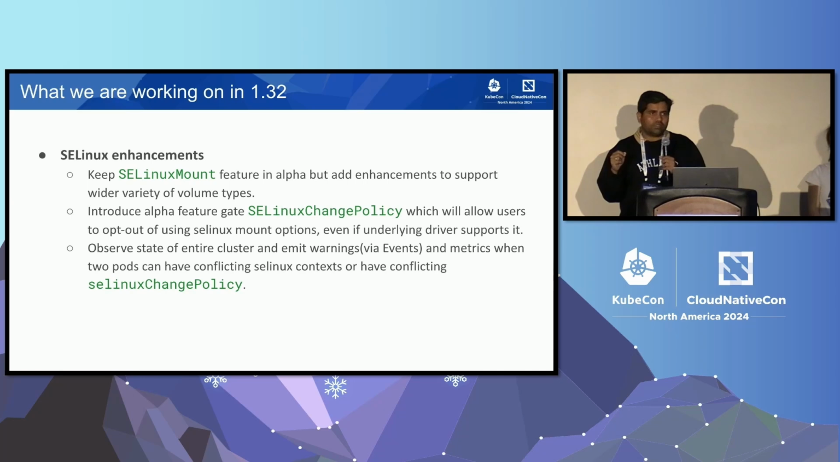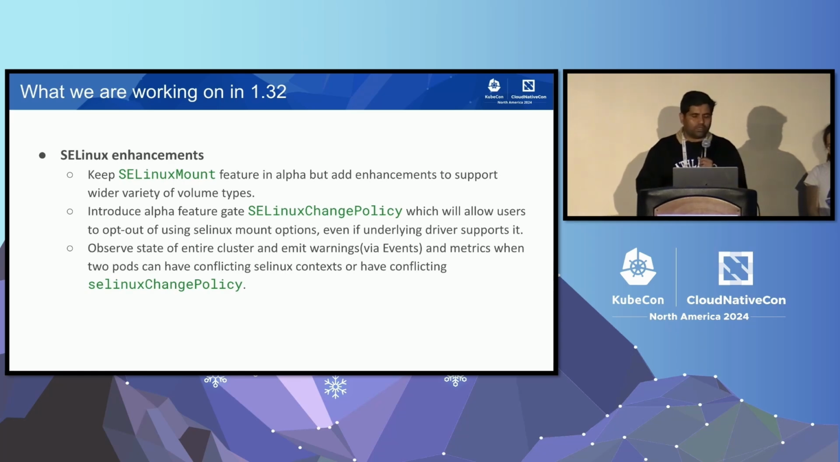Another thing we are doing is that because it has potential of breaking your pod, we want to emit metrics and we want to emit events when there's a potential that two pods are using the same volume but with conflicting SELinux labels. Then we want to inform both the pod authors that your pod may have errors. So that's something we are introducing in 1.32.